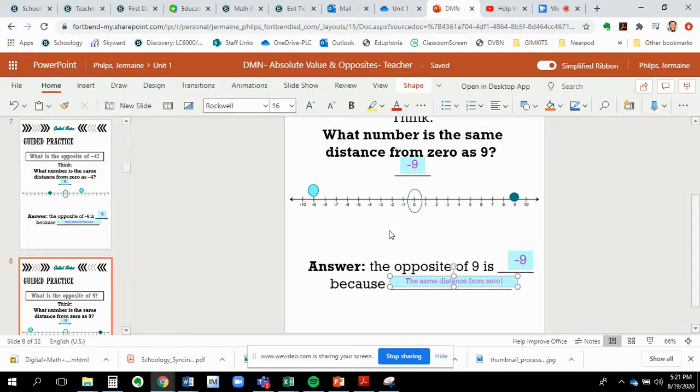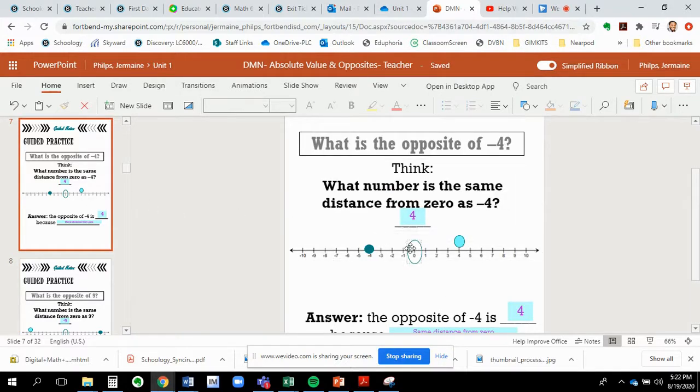Let's talk about that word distance really quick again. What we notice, like in the previous example with -4, is that we started from -4 to 0 and counted how many spaces away it was. This is 1, 2, 3, 4 spaces away. 4 was 1, 2, 3, 4 spaces away, so both of them were the same distance from 0. Notice, we didn't say that this one was -4 spaces away from 0. We didn't say the distance from 0 to -4 was -4 because there's no such thing as a negative distance.